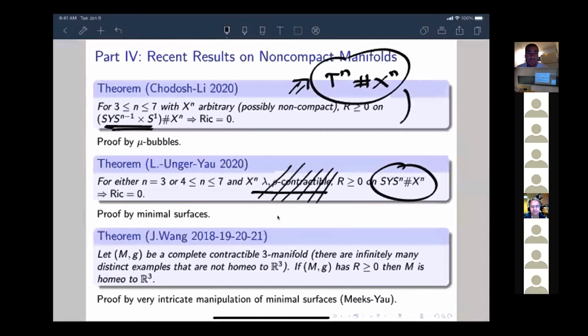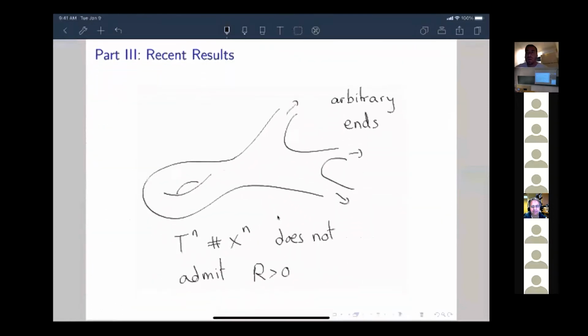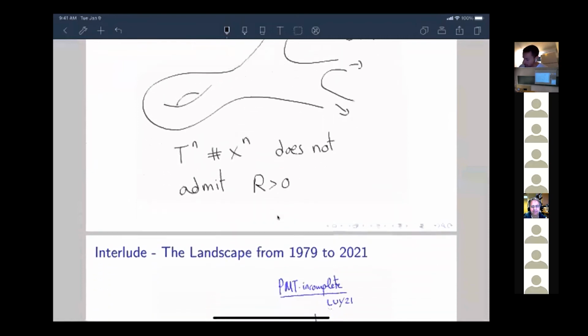results by Jian Wang, where now it's minimal surfaces that are being used as opposed to mu bubbles, Mixiao minimal surfaces, as it were. This is a beautiful recent result, which I think combines lots of ideas in the subject. Those are some recent results for non-compact manifolds, and in particular, this sort of space doesn't admit PSC.